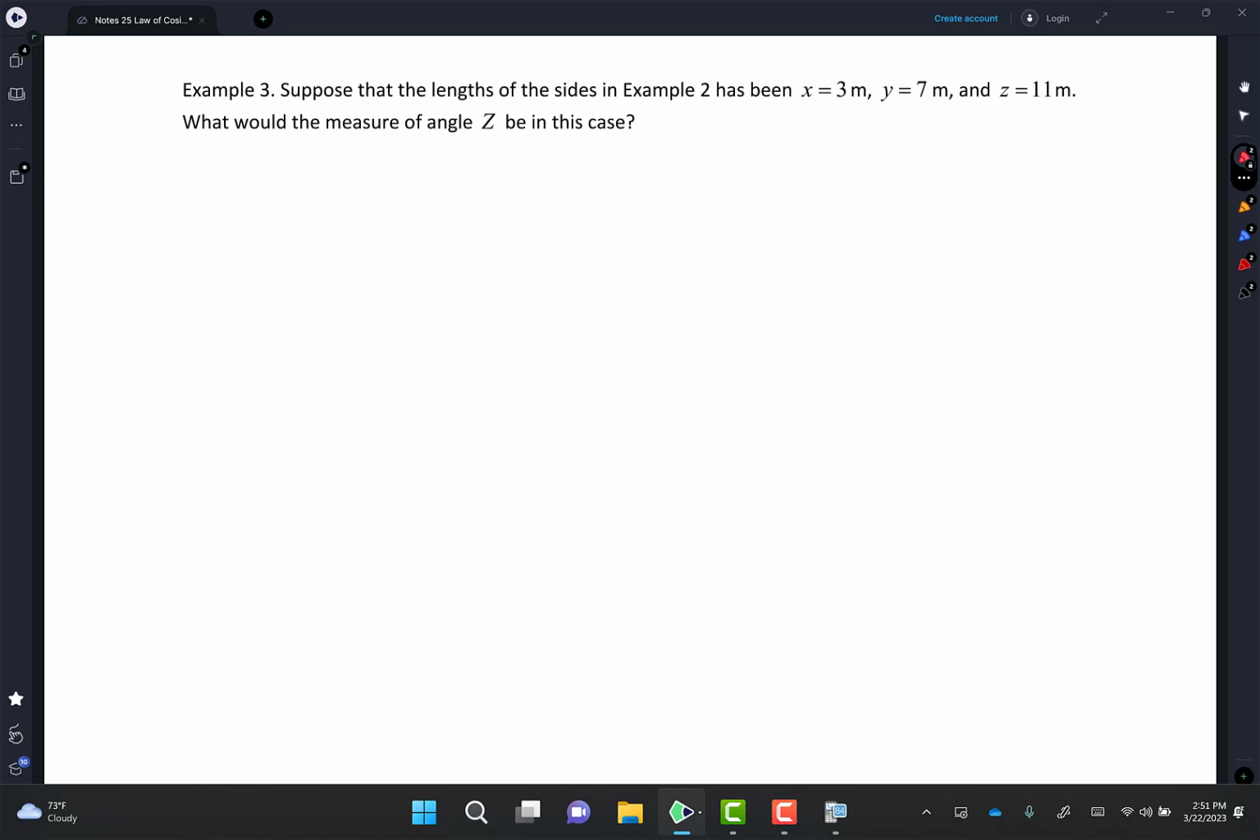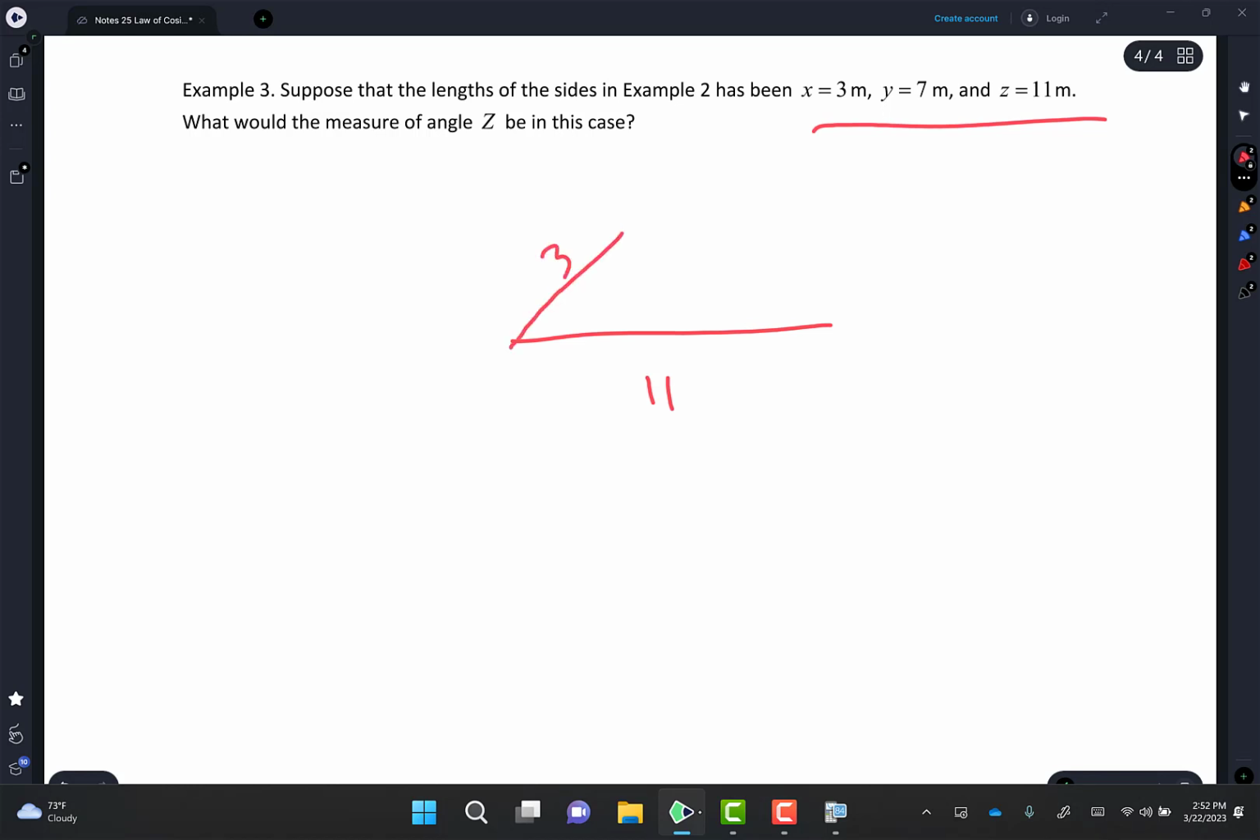All right, example 3, last one. Suppose the lengths of the sides in example 2 had been 3, 7, and 11. What would the measure of angle Z be in that case? Look at the 3, 7, and 11 carefully. What do you notice? It's not a triangle. You have an 11 there, and 3 and 7. If this were like a little swivel, it would just fall down. It would just hit the floor. It wouldn't close to make a triangle.